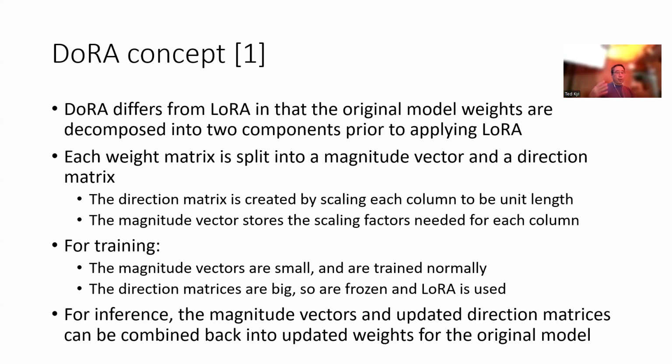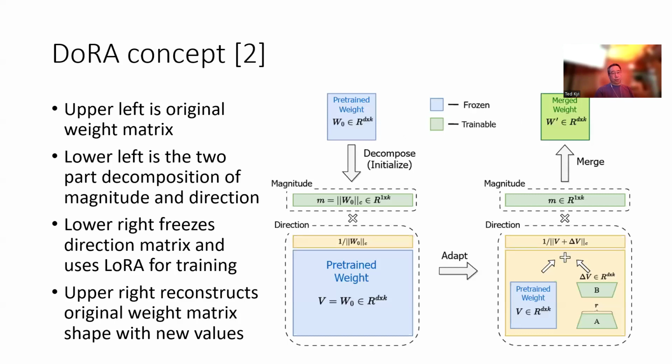When you decide you want to do inference, you can do the work of recombining everything so that you no longer have separate magnitude and direction. You just have one regular weight matrix, and then voila, just like LoRA, now you don't even know that they ever split it out and did this fancy training, because all you see is just a normal looking weight matrix.